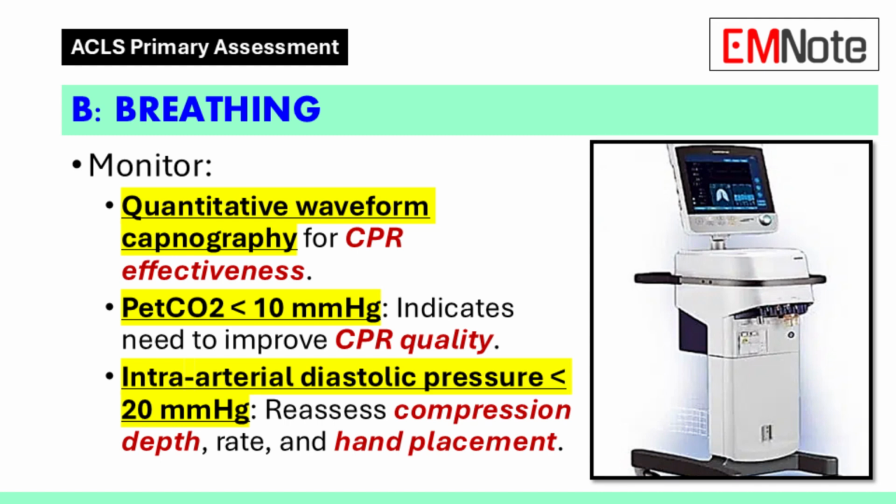While chest rise and fall indicate breath compliance, quantitative waveform capnography helps evaluate the effectiveness of cardiopulmonary resuscitation and rescue breaths in oxygenating the patient. If the partial pressure of end-tidal carbon dioxide is less than 10 millimeters of mercury, consider improving the quality of cardiopulmonary resuscitation. Similarly, if intraarterial diastolic pressure is less than 20 millimeters of mercury, reassess compression depth, rate, and hand placement to enhance the effectiveness of resuscitation efforts.